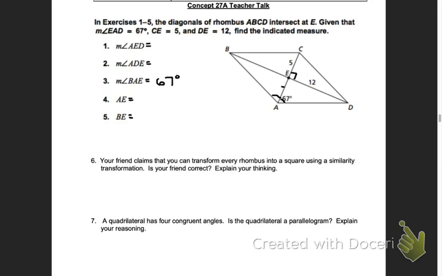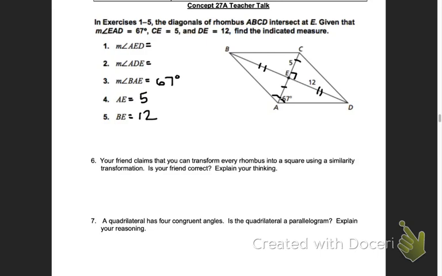So I noticed that I'm looking at diagonals. AE is a diagonal, part of it. And with our rhombus, those diagonals bisect each other. So therefore, AE has got to be congruent to CE, or 5. And that same fact goes for 12. For number 5, BE is 12. They are congruent. Notice I've marked them in the picture as I'm answering these questions.